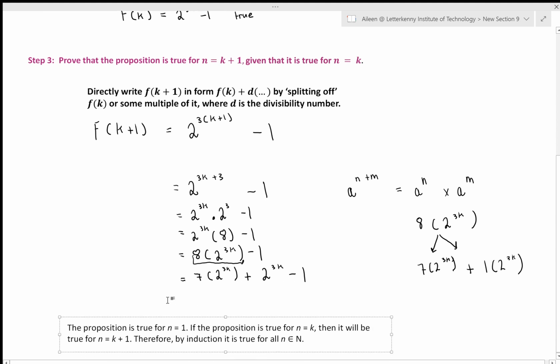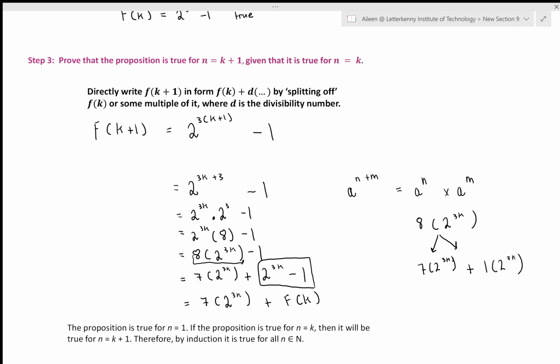And from here, we can see that this term can be written as f of k. So we have 7 times 2 to the power of 3k plus f of k. Now we know that f of k is divisible by 7 because we proved it in step 2. And 7 times 2 to the power of 3k is also divisible by 7. So our value here, our multiple, is divisible by 7. And therefore, our statement is true when n is equal to k plus 1.